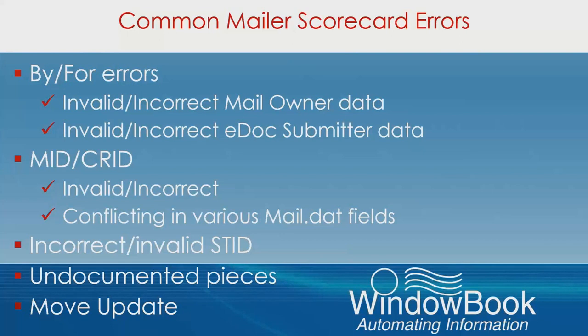Undocumented piece errors occur when the Postal Service scans the mail piece barcode, but it can't be tracked back to any EDOC submission within the past 45 days. Now, there are many causes for this type of error, including re-pre-sorting of files and generation of new mail.dat files with new intelligent mail barcodes that no longer match the intelligent mail barcodes that were printed on the mail piece.